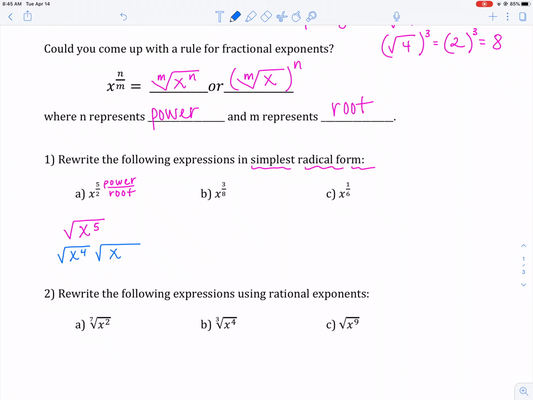The reason you pull out that x to the fourth is because any even exponent is a perfect square. So the square root of x to the fourth is x squared, and you keep your radical x. So technically, this is simplest radical form. But for right now, I would accept that. Either of these is acceptable.